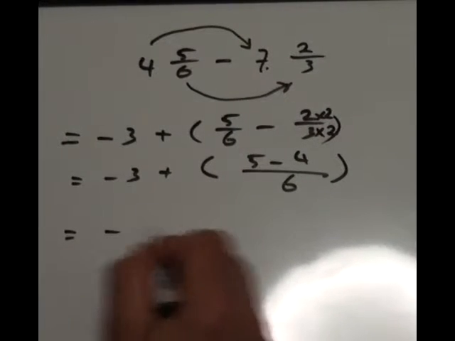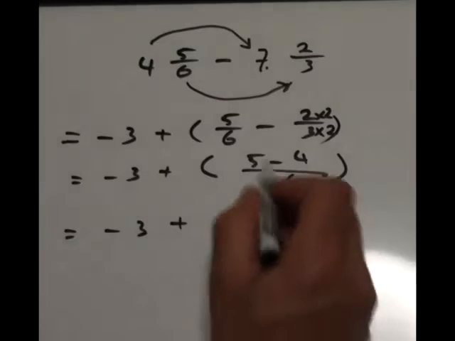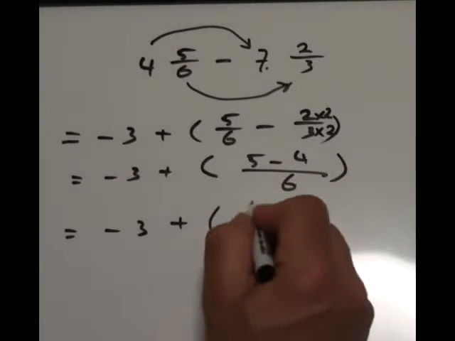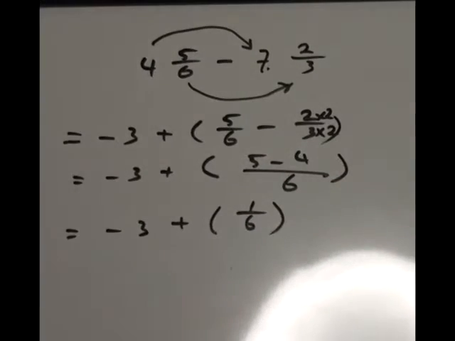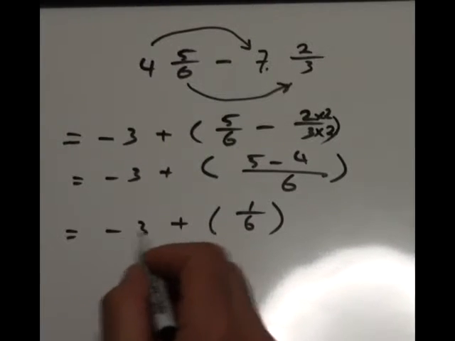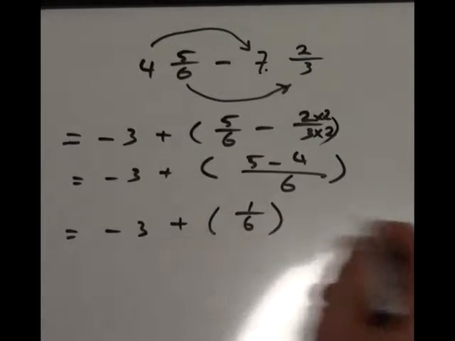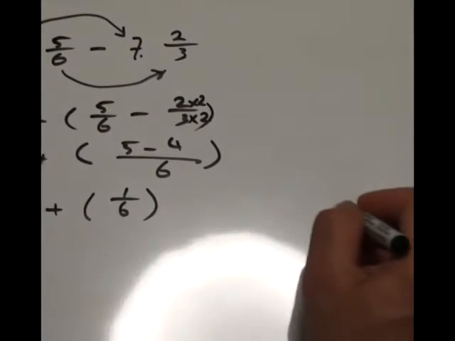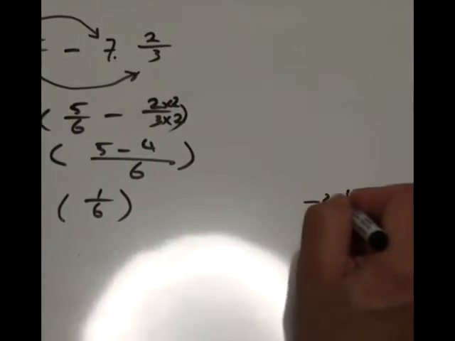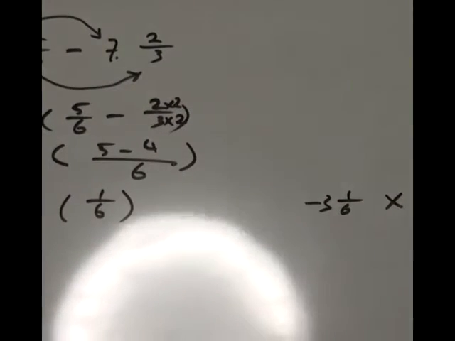And now we're left with minus 3 plus 5 minus 4, which is going to be 1, and a 6 on the bottom. So that's the same as saying minus 3 plus a sixth. So how do we do minus 3 plus a sixth? It would be wrong if I was to write that as minus 3 and 1/6. That would be wrong.